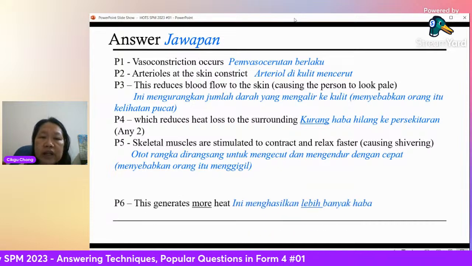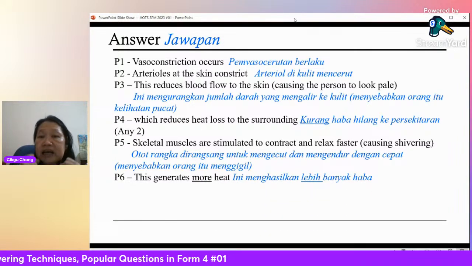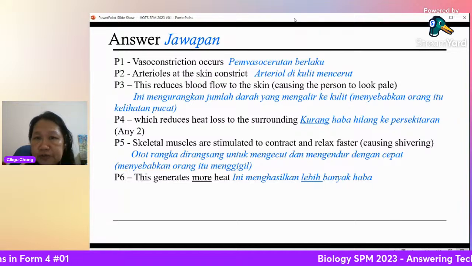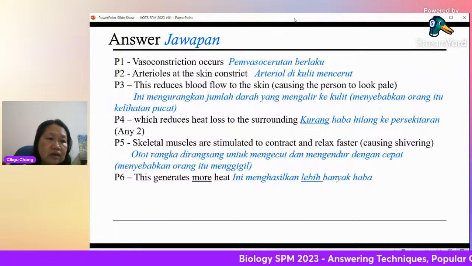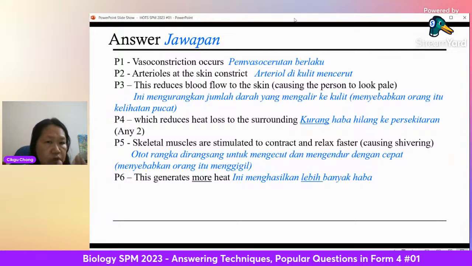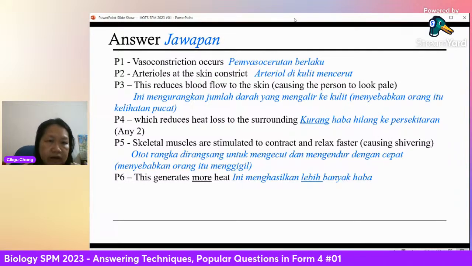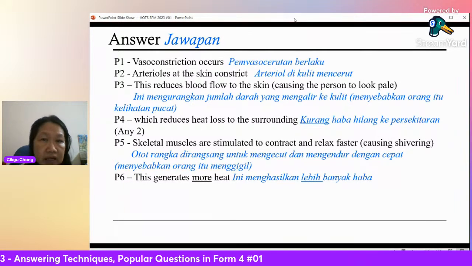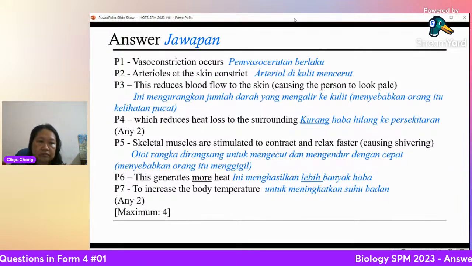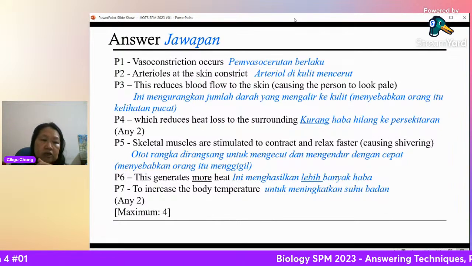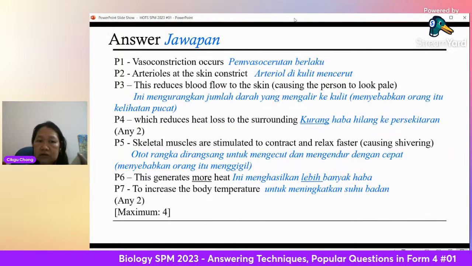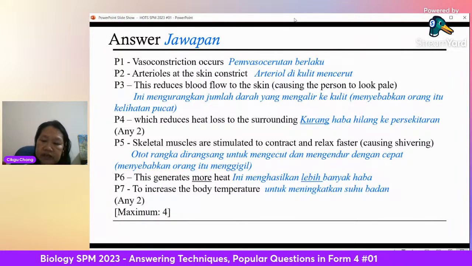So when it contracts and relaxes rhythmically at a faster rate, this is actually giving you the shivering look. So shivering actually produces more heat. Please underline the word more. Means you must write the word more heat, atau lebih banyak haba. And this is going to increase your body temperature. So 2 marks for explaining looking pale, 2 marks for explaining shivering.